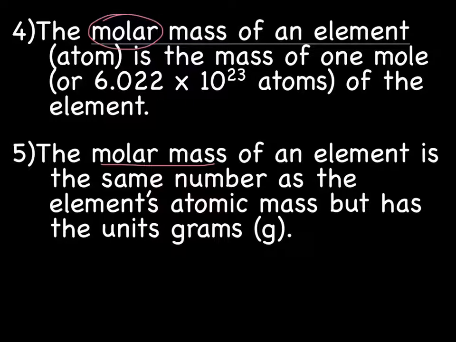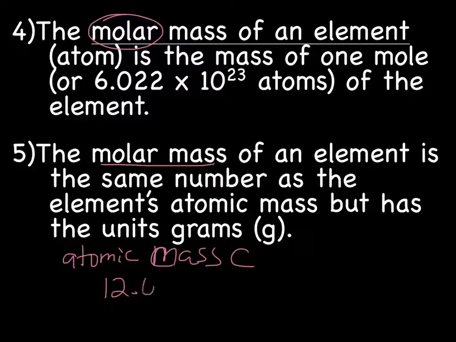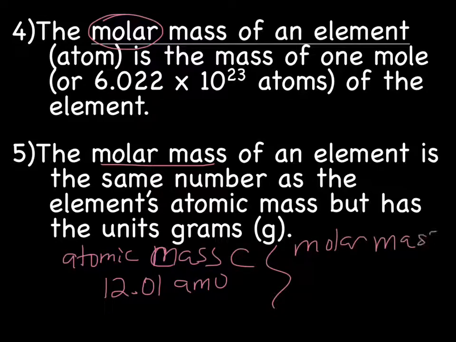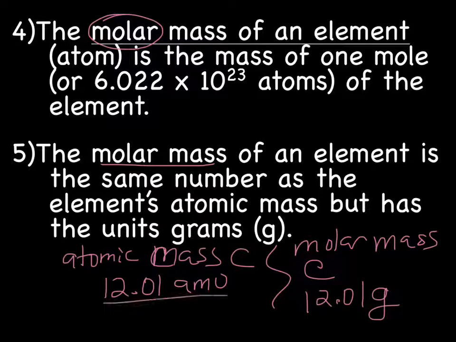So, for example, the atomic mass of carbon is 12.01 AMU. The molar mass of carbon is 12.01 grams. And I got that off the periodic table.